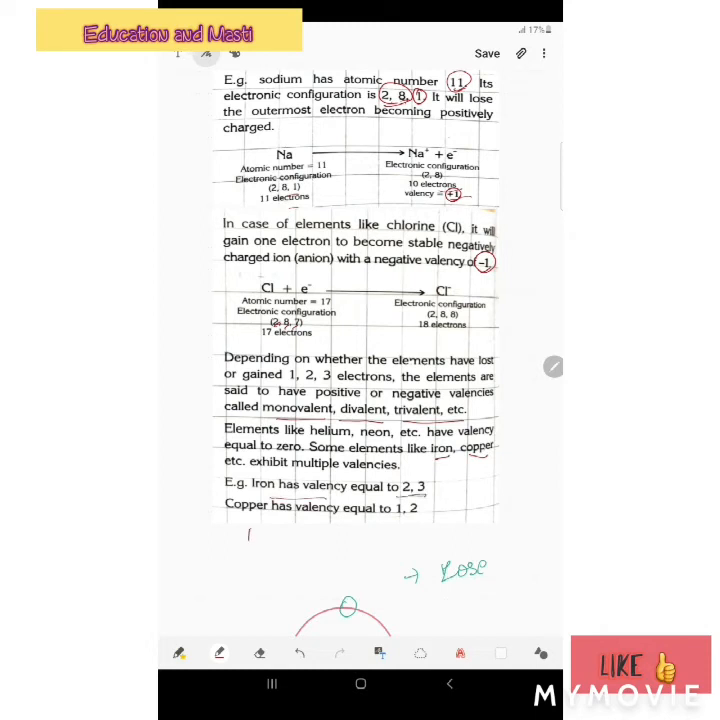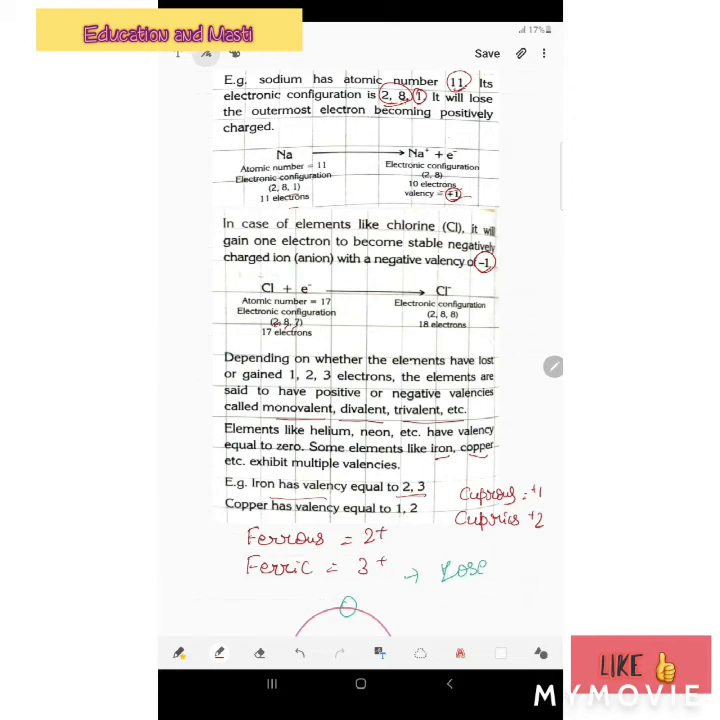So 2, 3 what? Ferrous has valency of 2 plus and ferric has valency of 3 plus, or +3. Okay, and copper has cuprous, +1, and cupric, which is +2. Okay, it is +1, it is +2. So I hope you have understood this one.